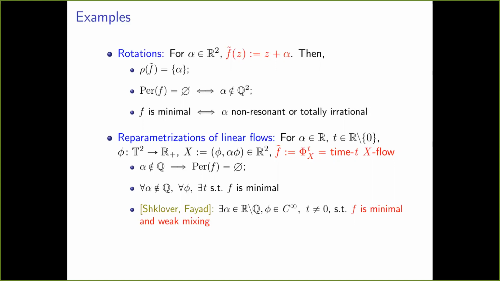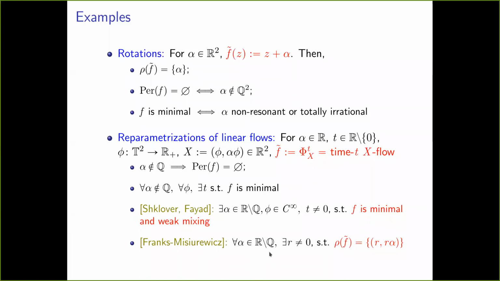What I want to consider here is a new class of examples. You have minimal and weak mixing examples, taking time t of reparametrizations of linear flows. Franks and Misiurewicz studied flows in the two torus and the rotation set of the time t of flows in the torus.